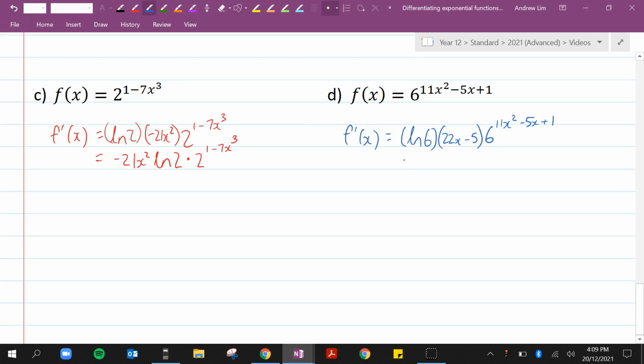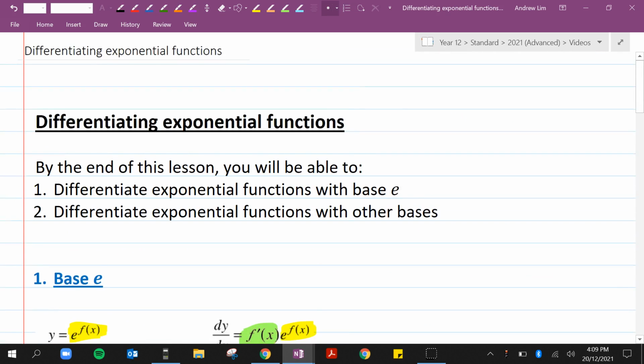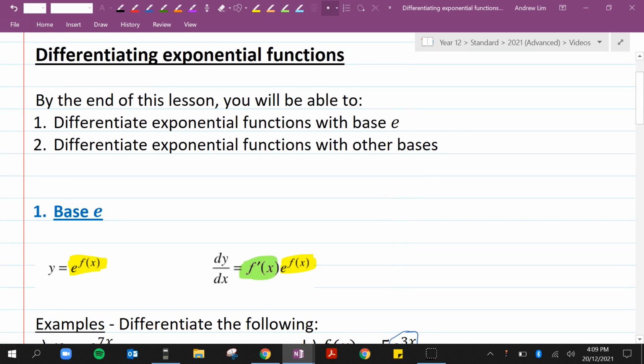Okay. So I hope you found this video useful. Hopefully now you know how to differentiate exponential functions with base e, as well as other exponential functions with different bases.